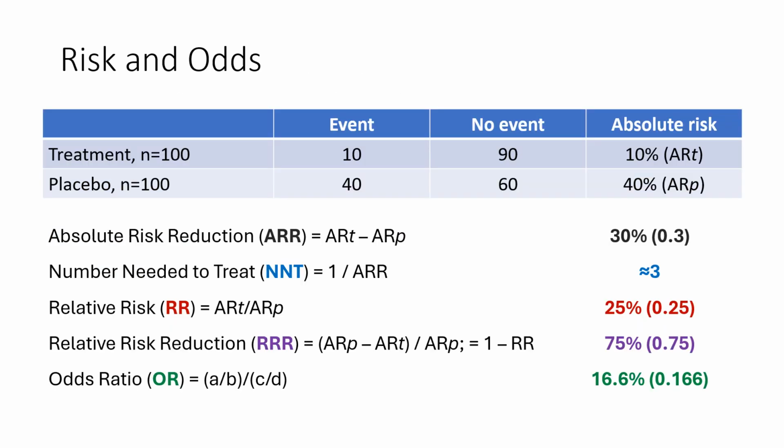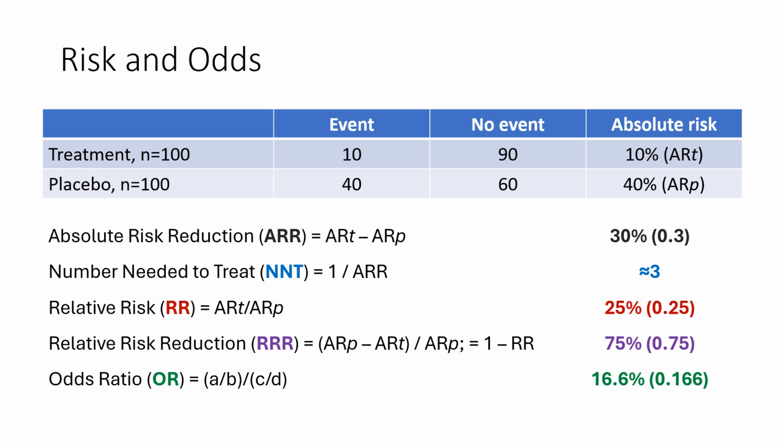Let's take this example. Suppose we have a study group of 100 patients and the control group of 100 patients, out of which 10 patients in the first group had an event of interest and 40 in the control group had such an event. So the absolute risk in the first group is 10% and in the control group is 40%. Again, absolute risk reduction is 40 minus 10 is 30% or 0.3.